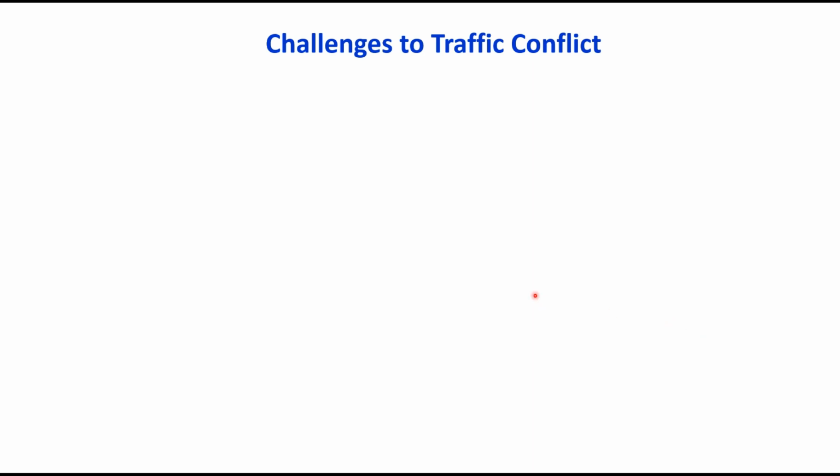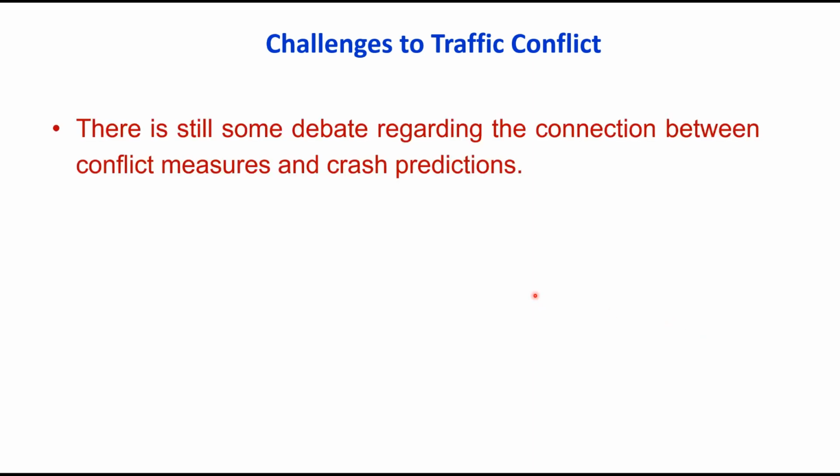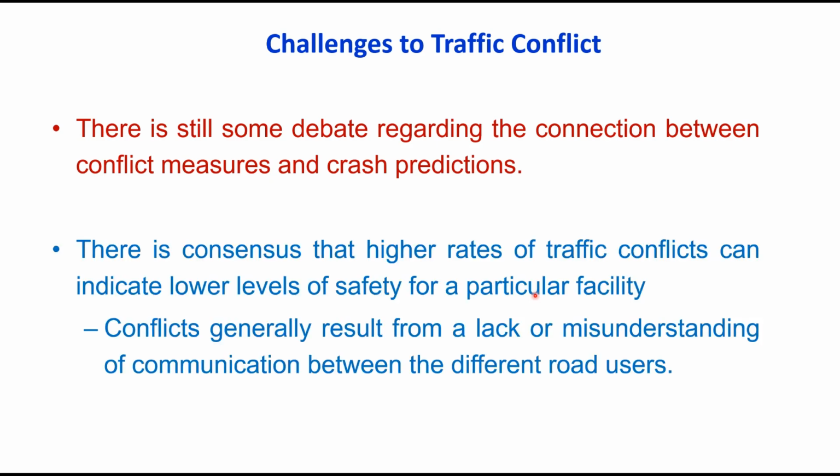Now the major challenges to traffic conflict are that there is still some debate regarding the connection between conflict measures and crash prediction. But there is a consensus that higher rates of traffic conflicts can indicate lower levels of safety for a particular facility. And conflicts generally result from a lack or misunderstanding of communication between the different road users.